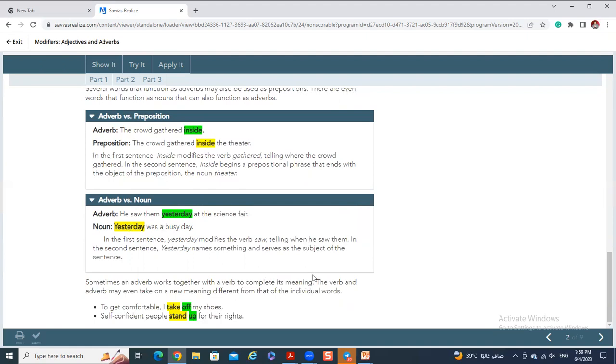Take care also of the preposition, because sometimes an adverb works together with a verb, like look up, look at, look after. Up, after, at, they are not prepositions. They are adverbs. The verb and adverb may even take on a new meaning different from that of the individual words. Like here, take off. You know that take has one meaning and take off has another meaning. Off is an adverb. Stand up, the same thing.